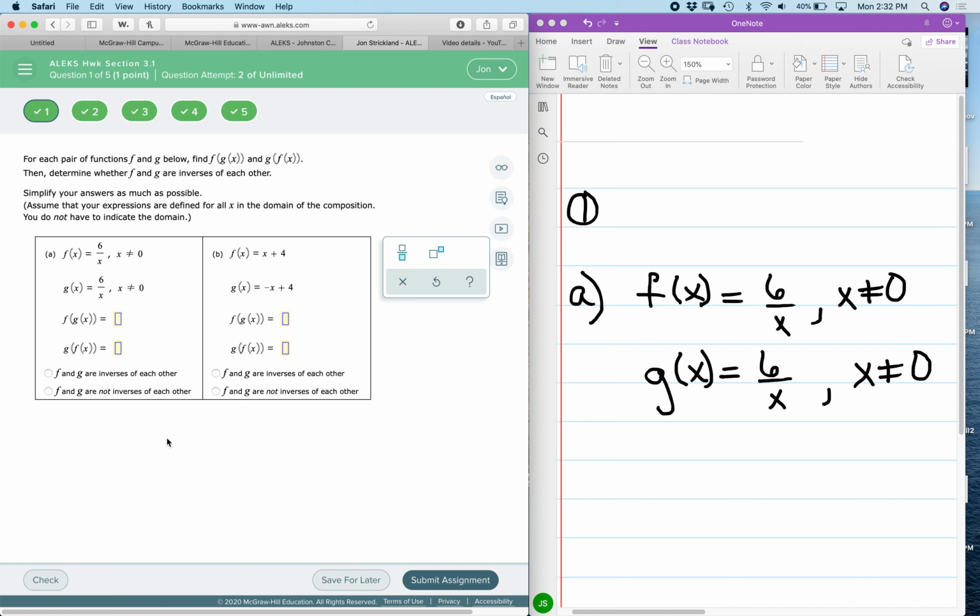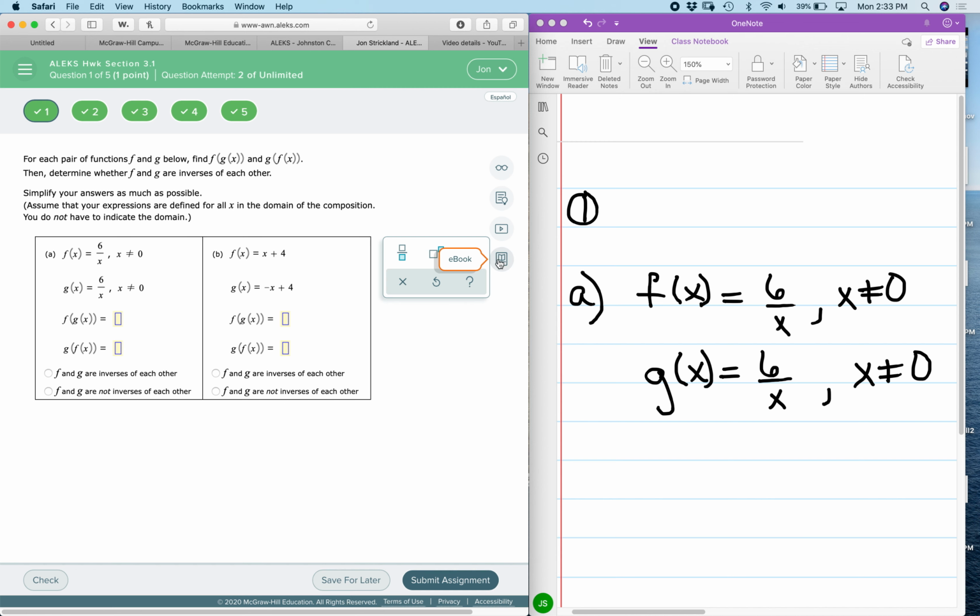Okay, for what we have in section 3.1 in ALEKS, we have functions f of x and g of x in parts A and B, and it says to determine the compositions, where we're looking at f of g of x and g of f of x, and whether f and g turn out to be inverses of each other. In number 1a, we have functions f of x and g of x, and both of these are set equal to 6 over x, where x does not equal 0.